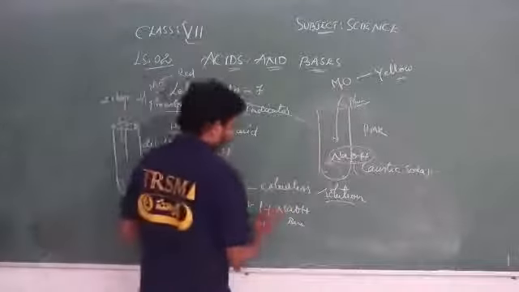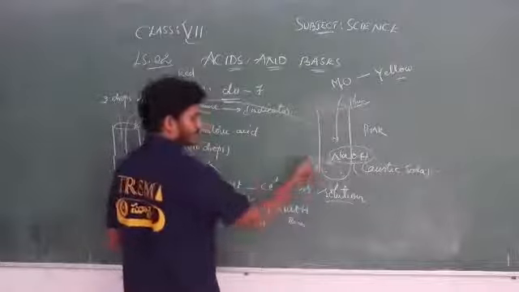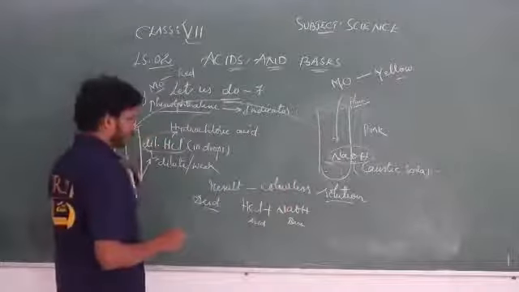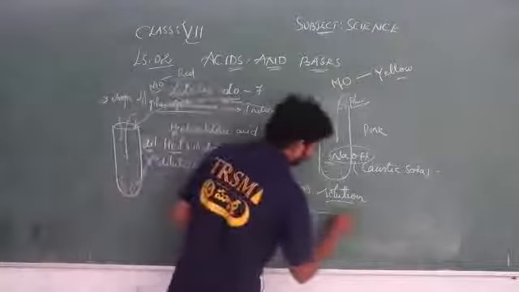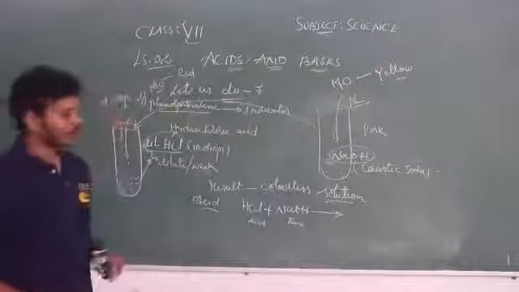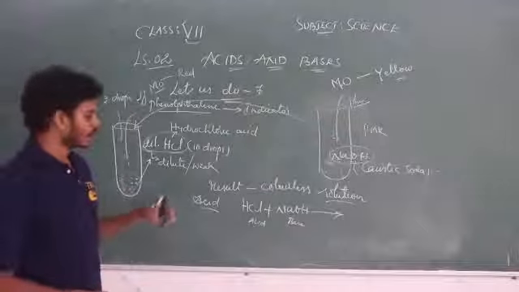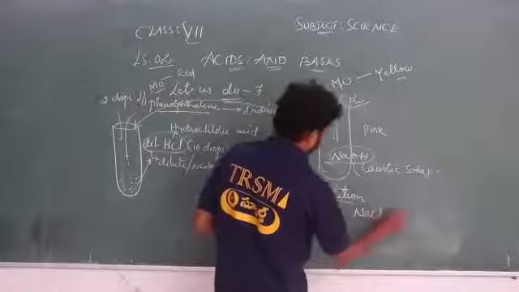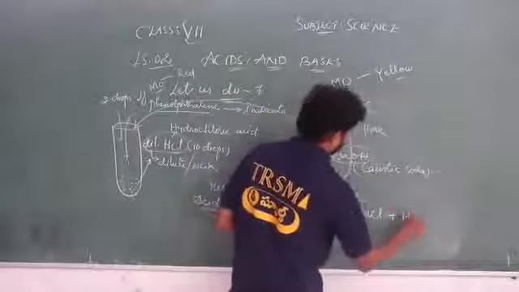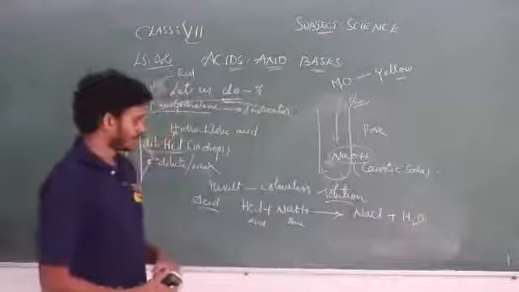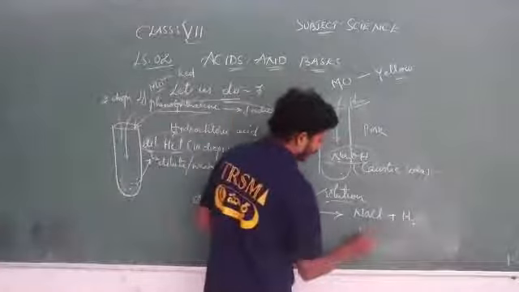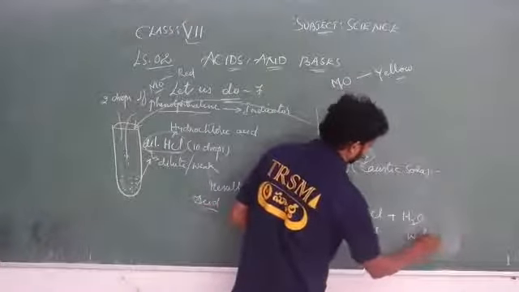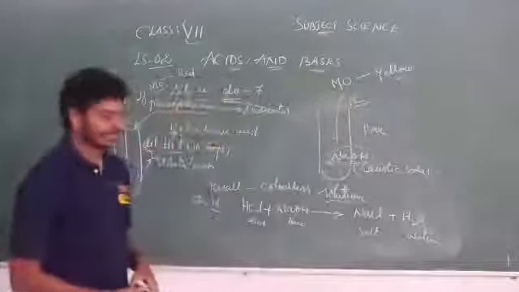Now when you add a small quantity of NaOH into this first test tube which contains HCl, what does it yield? It yields NaCl, sodium chloride, plus H2O. NaCl plus H2O. It is a salt plus water. Salt plus water is produced.